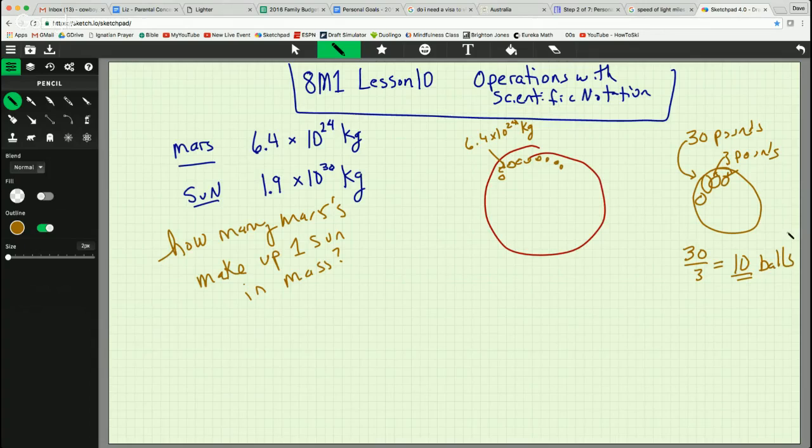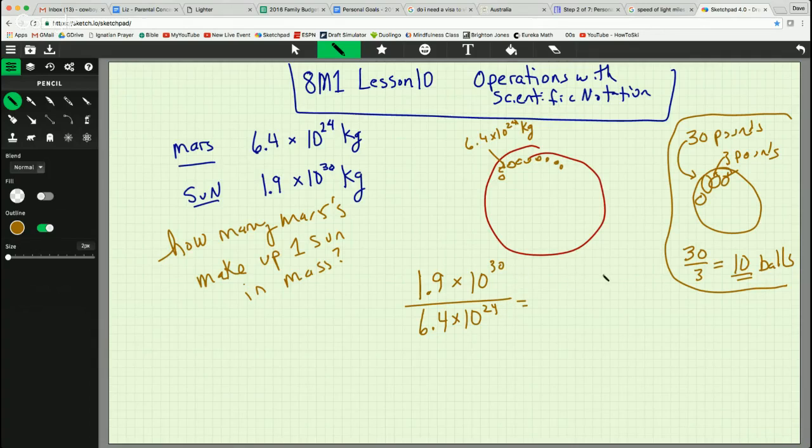Right? Similarly, if I have a whole bunch of Marses that weigh 6.4 times 10 to the 24th kilograms, and the sun is 1.9 times 10 to the 30th, this is a division problem. And so remember our steps for division. Now we got to go back to the procedural problem. We've done the critical thinking. Now we just got to calculate this guy.